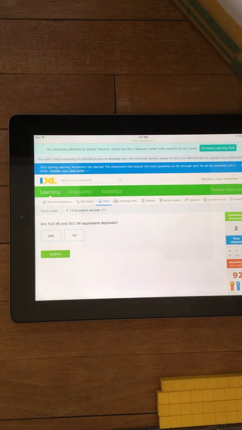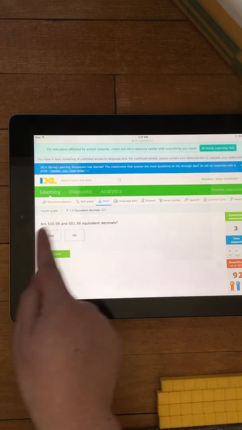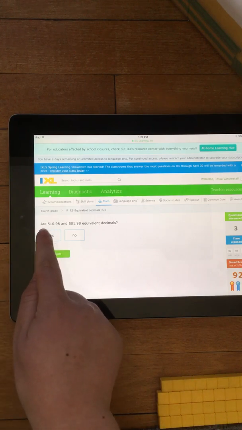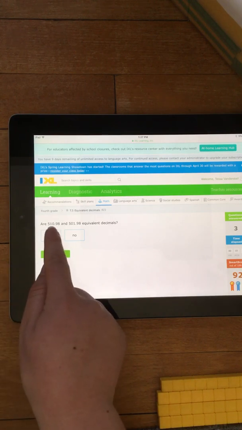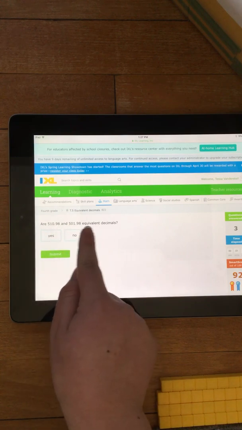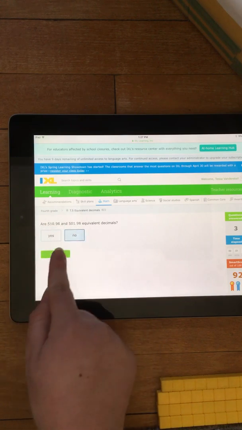All right, do not be intimidated by the fact that it's giving you bigger numbers here. You're still going to do the same thing you've done in the past. Look at that whole number first. Is 510 the same as 501? Are they equal? No, 510 is not the same as 501.